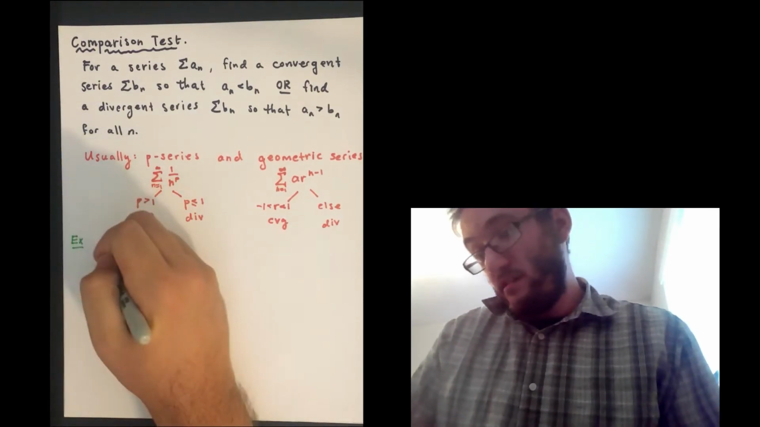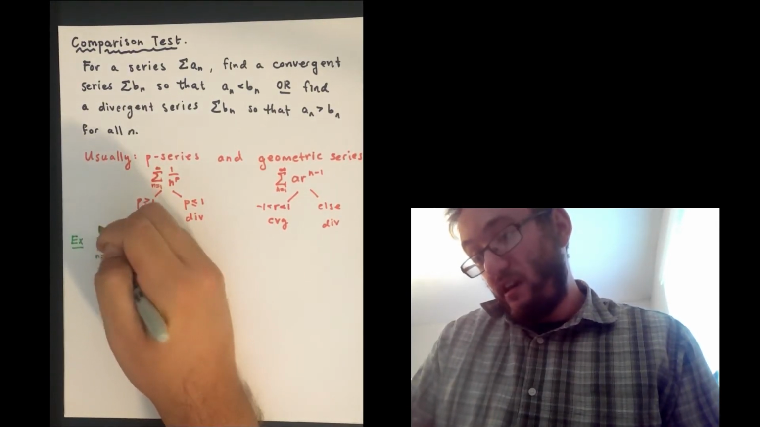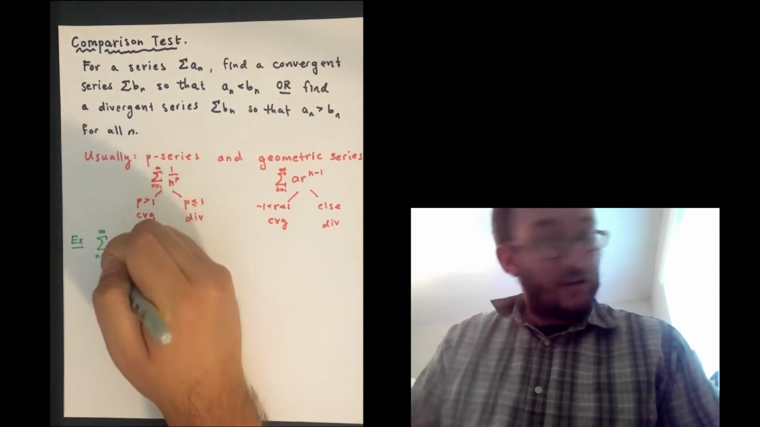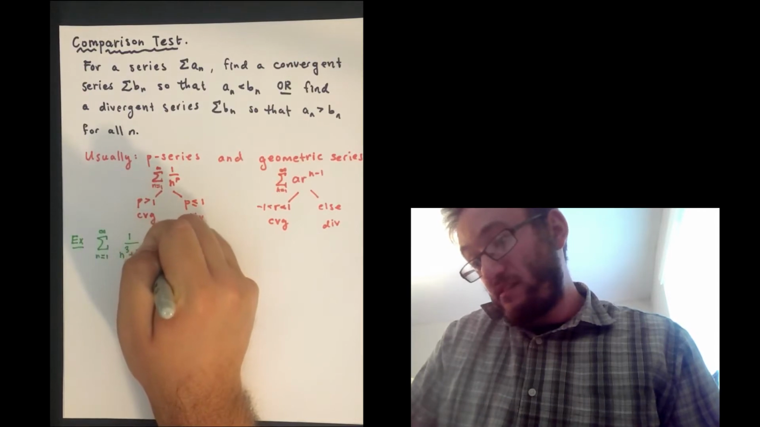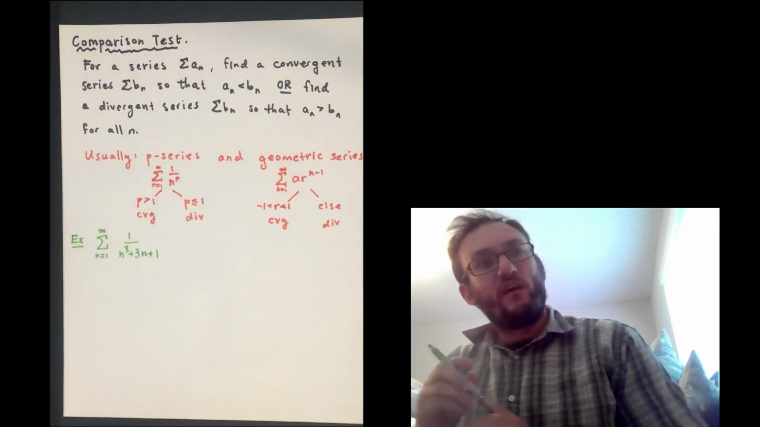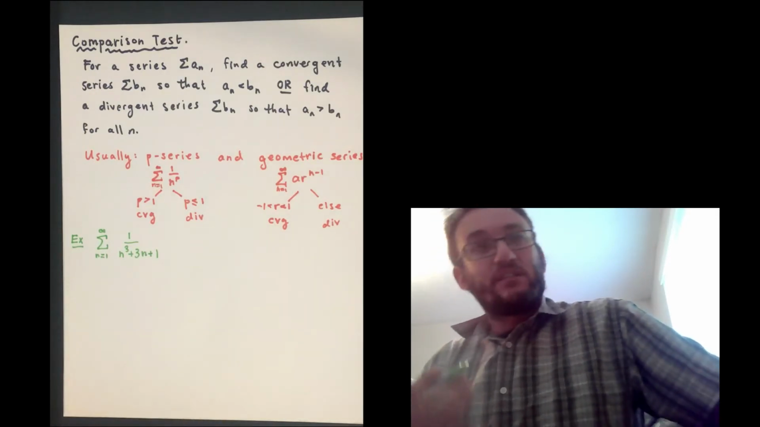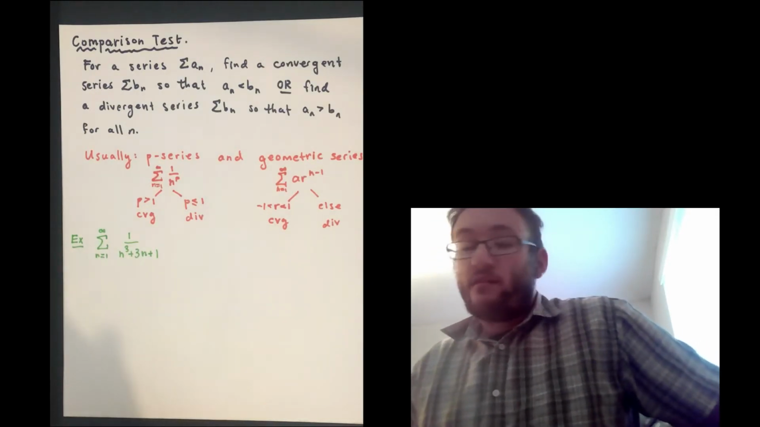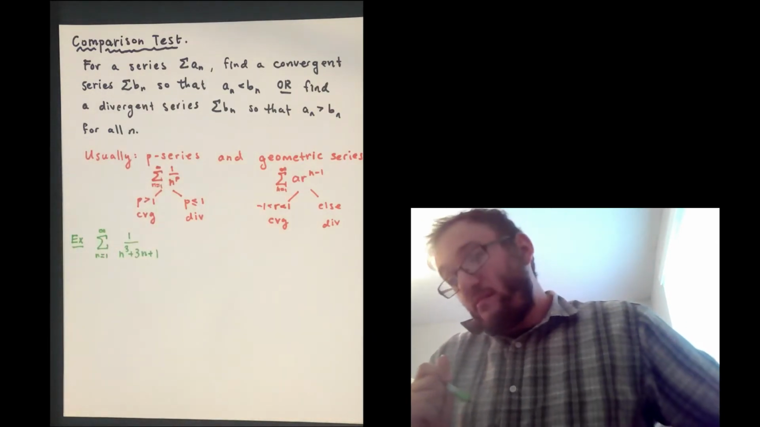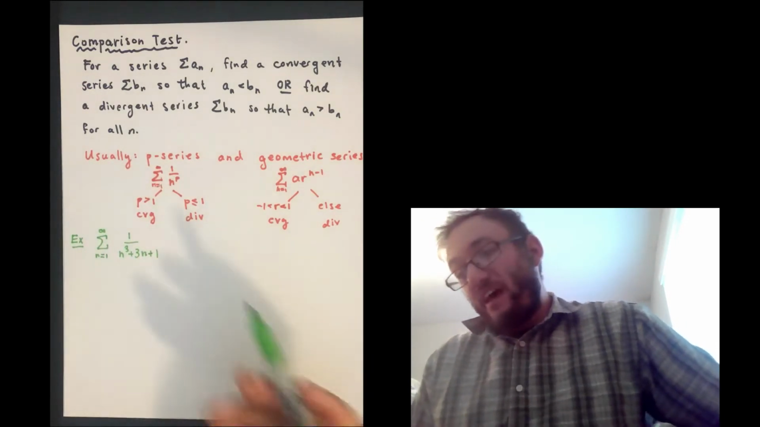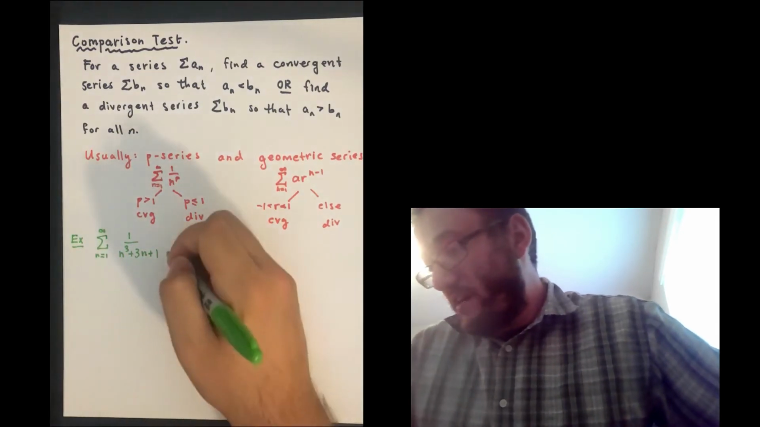Consider the series, the sum as n equals 1 to infinity of 1 over n cubed plus 3n plus 1. Looking at this series, it looks a little bit like a p-series. We've got a power of n in the denominator, but it's not quite a p-series because we have these other terms. So how can we react to it?